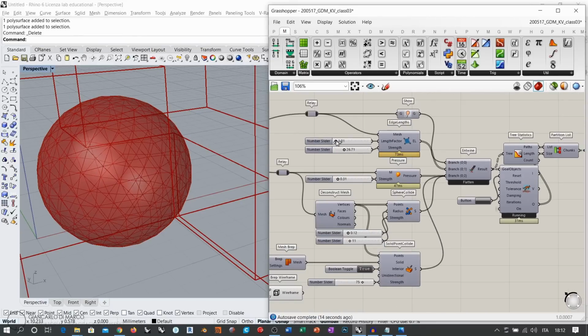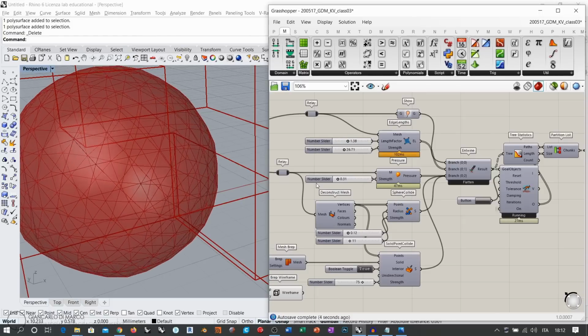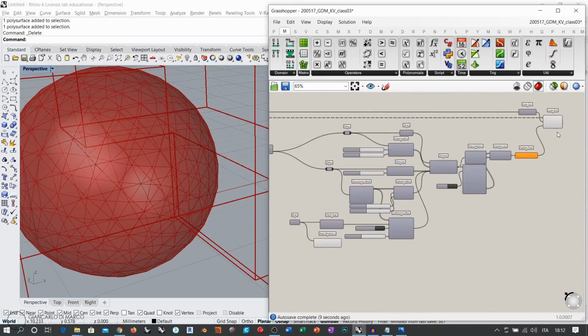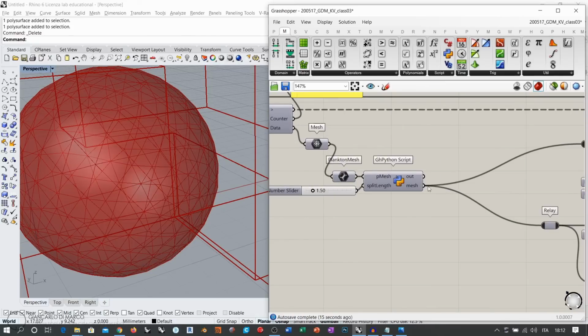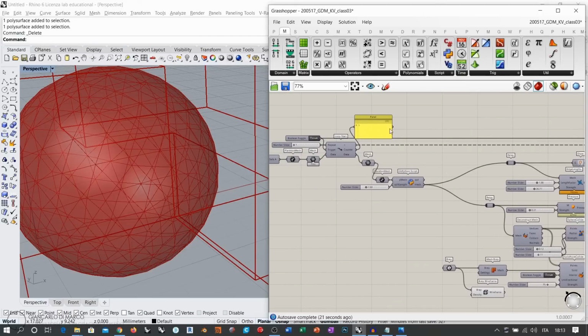So if you keep on increasing this, for example, the Python scripting is not working actually, because the loop is not sending back the mesh to the starting part of the loop. So the mesh is not passing through the GH Python script. Okay, so this GH Python script will act only while the loop is running.